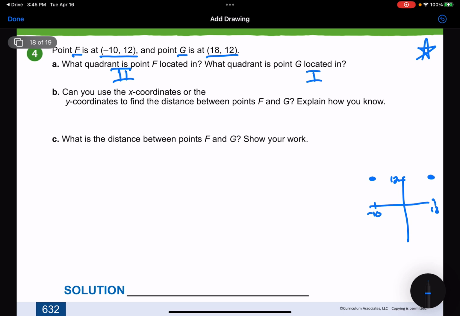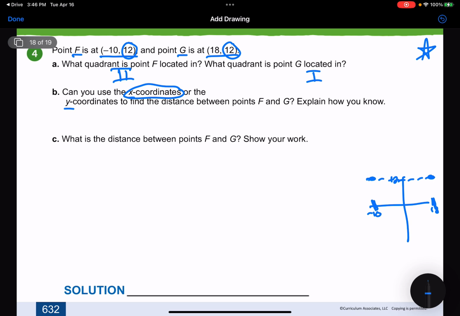Will we be using the x coordinates or the y coordinates to find the distances? Well, because the y's are the same, right? Because the y values are the same here, their distances can be found by looking at their x values. So we will be using the x coordinates to find their distances.